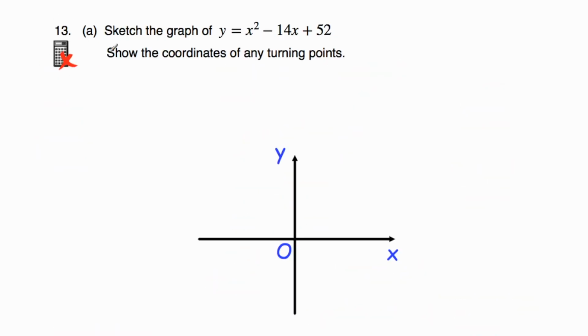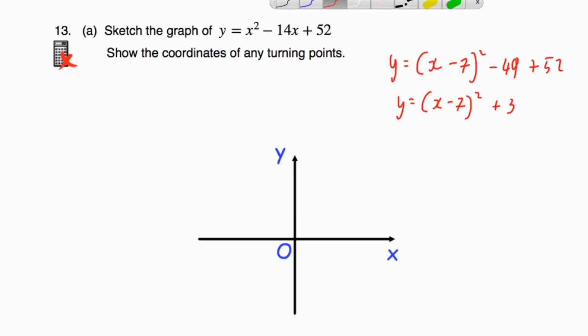Okay, question number 13a says, sketch the graph of y equals x squared minus 14x plus 52 and show the coordinates of any turning points. So let's do completing the square. We're going to have y equals, open brackets, x, and half of minus 14 would be minus 7, close bracket squared. We're going to take away that squared. Well, minus 7 squared is 49, so take away 49 plus 52. So y equals x minus 7, close bracket squared, and then minus 49 plus 52 is 3, so plus 3.